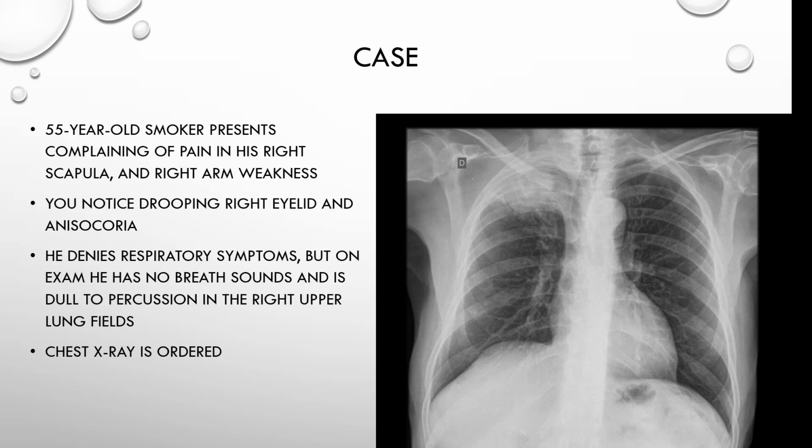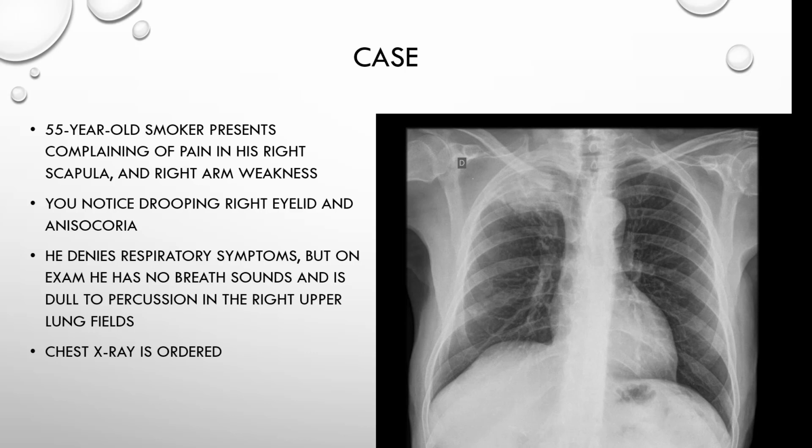You ask him questions relating to his respiratory system. He might be wondering why you're asking those questions, but you'll figure it out in just a minute when I explain. But he has no cough or hemoptysis. He's not coughing up blood. He's not short of breath. But you do a good lung exam along with your neurological exam. And on exam, you notice that he has very limited or no breath sounds in his very upper lung fields. And he's dull to percussion there too, which suggests there's not air there.